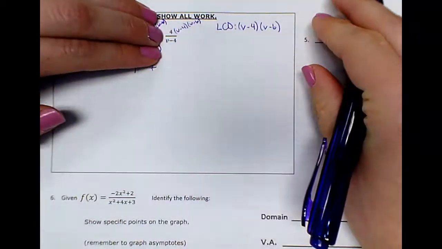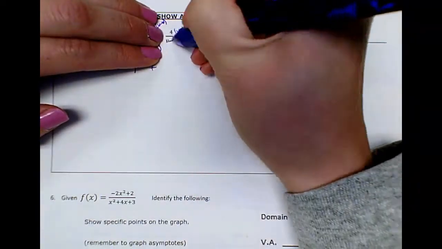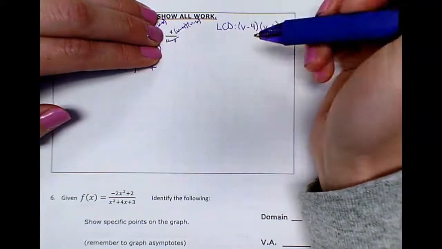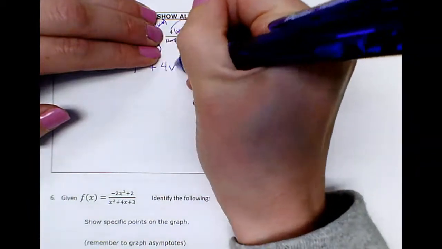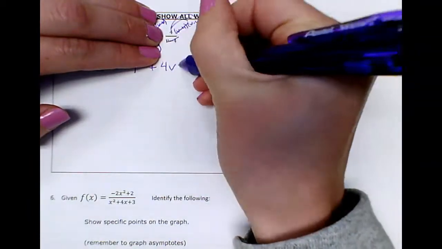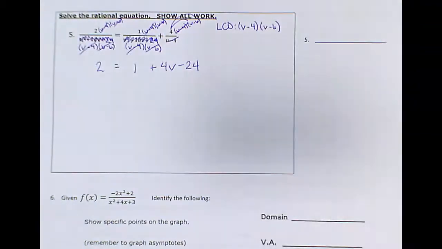And then in this last factor, the v minus 4's cancel out, and what's left is 4 times v minus 6. So I'm going to distribute right here. 4 times v is 4v. 4 times minus 6 is minus 24. And now I have a much simpler equation that I can solve for v.